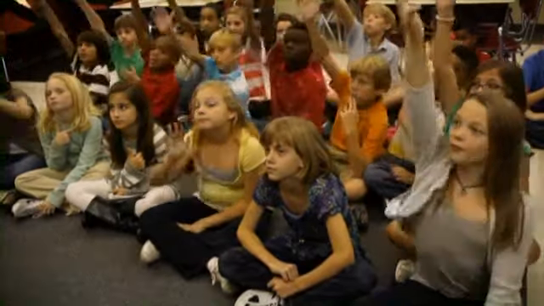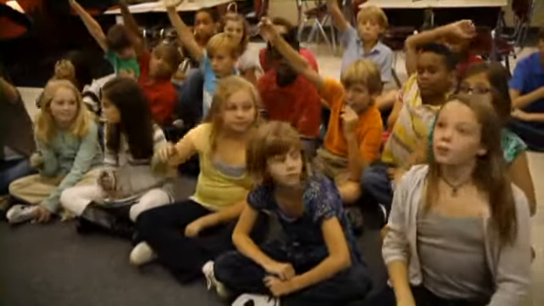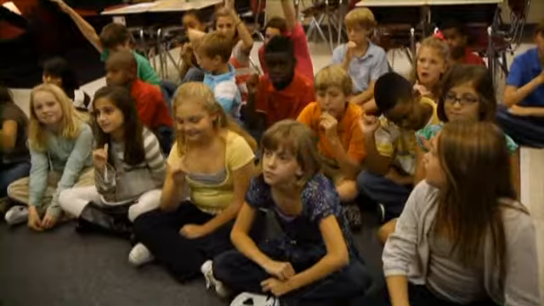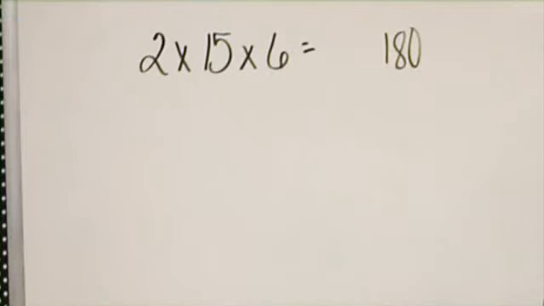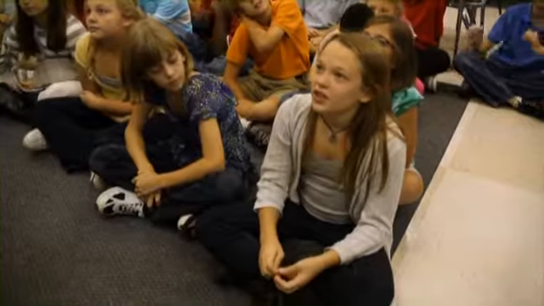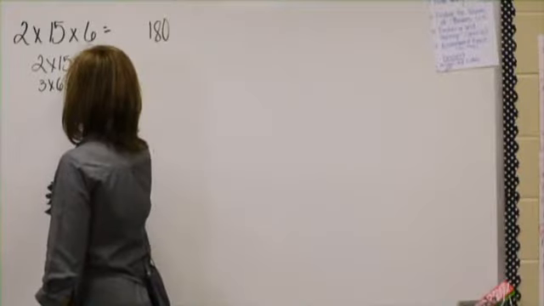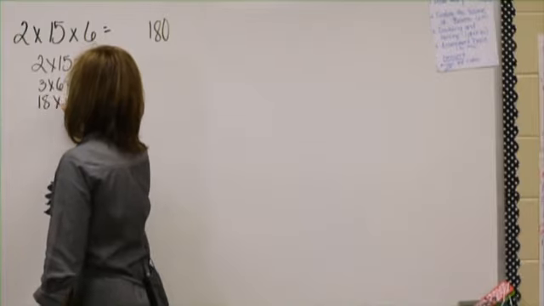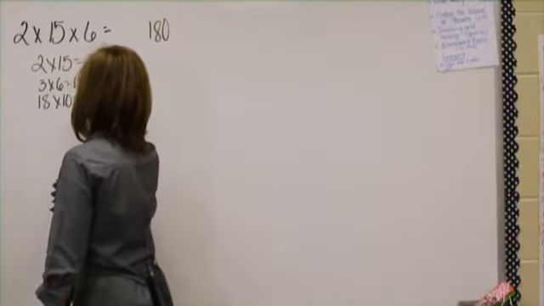Okay, answers. Okay, Kylie? 180. Kylie, would you like to share? Well, I knew that 2 times 15 equals 30. And I couldn't do 30 times 6 in my head that well, so I did 3 times 6 equals 18, and 18 times 10 equals 180.